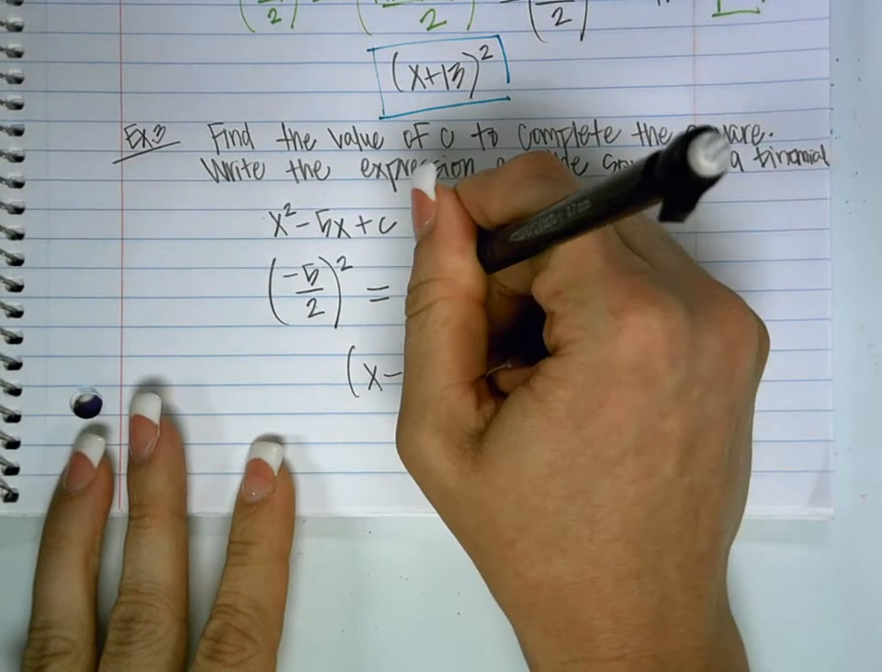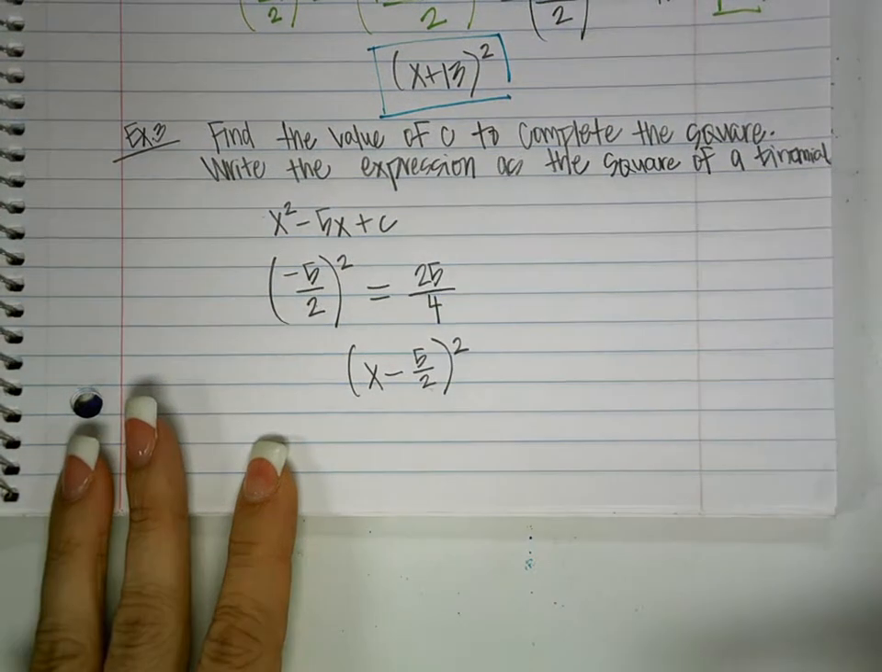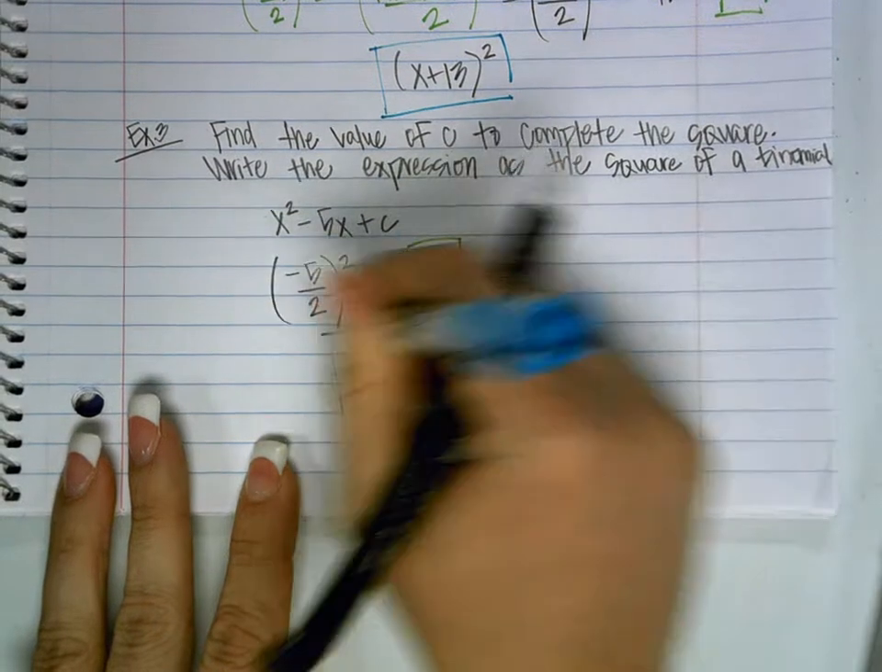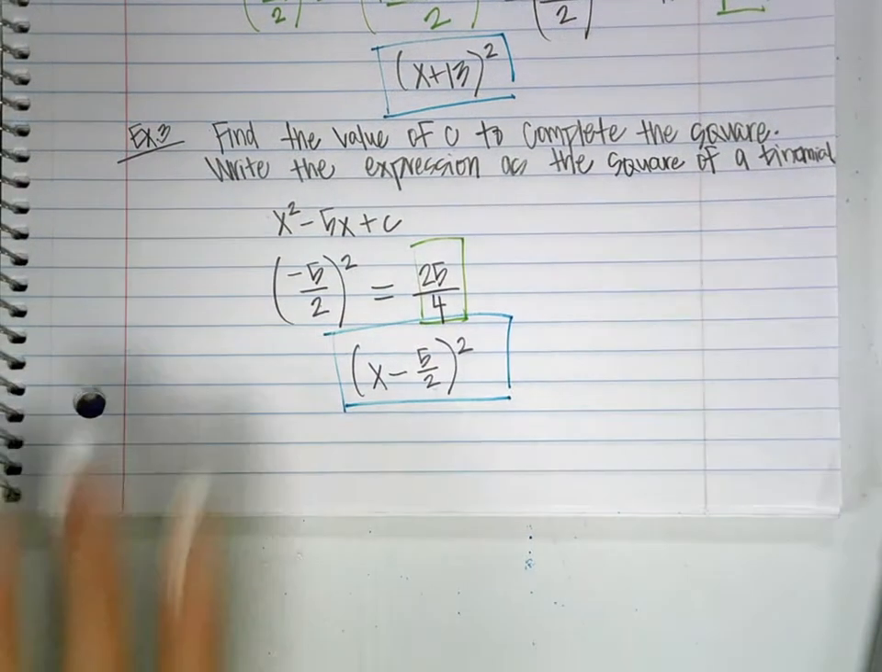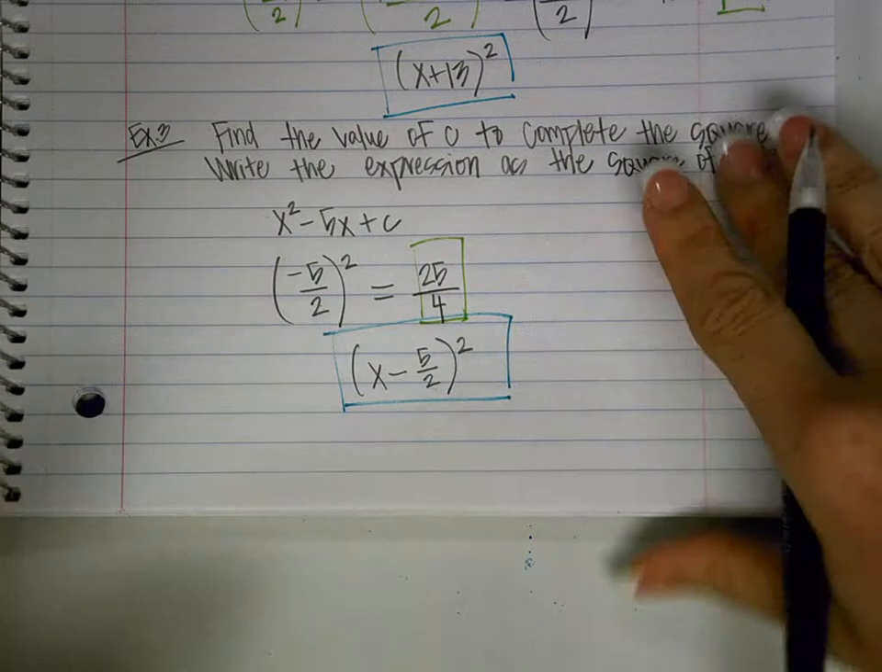Positive 25 over 2 squared is 4. So this is your c value, and this is how we write the perfect square of the binomial. That's it for that one. We're just asking you to find the c value and then to write it as a binomial squared. Any questions so far? Not too bad, hopefully.